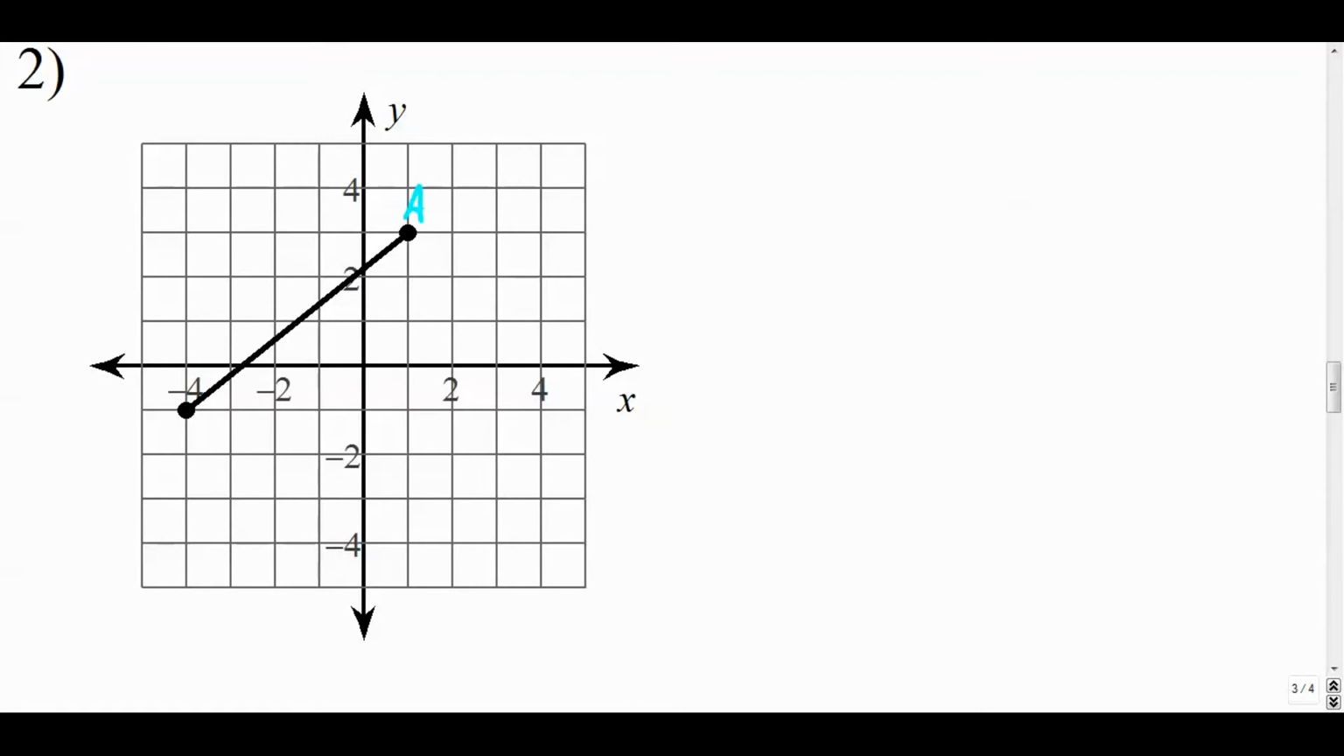So let's call that point A and this point B. Point A, we would have the coordinates, let's see, 1, comma 3. And point B has the coordinates negative 4, comma negative 1.